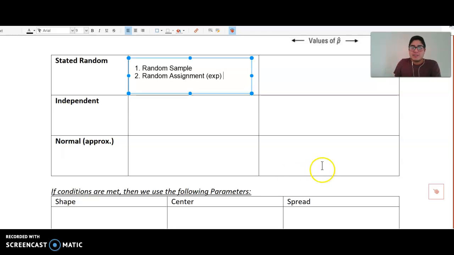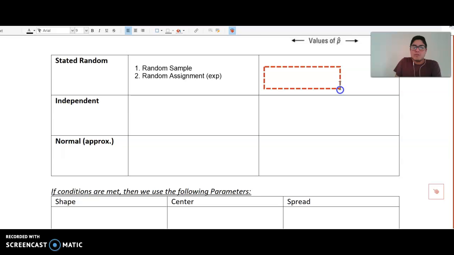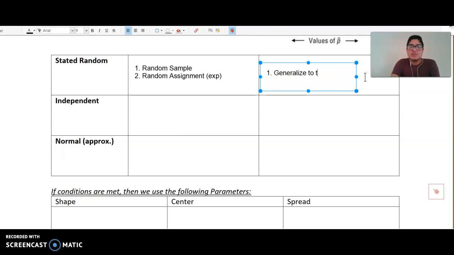And we learned back in Unit 3 that if we have a random sample, that will help us to generalize to the population, and that will also help us to reduce the effects of bias. Next, if we have random assignment, this helps us to infer cause and effect, plus it reduces the effects of confounding variables.